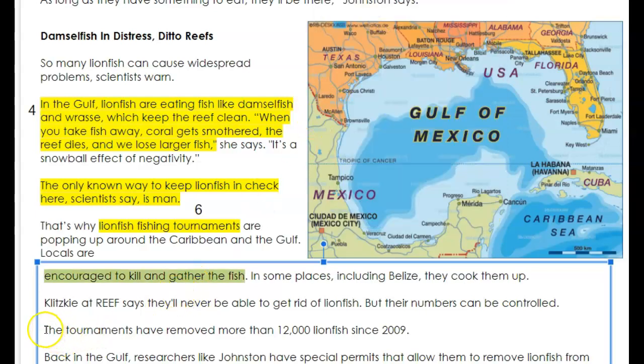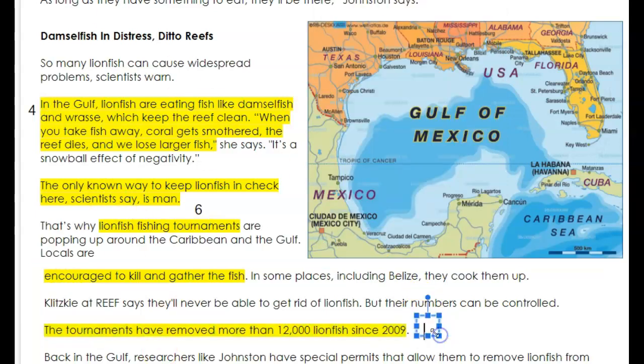And it goes on, like, why are tournaments important? They've removed 12,000 lionfish since 2009. Highlighting all of that, and then I'm going to add my number again, that this is my number 7. Even though it's broken, I'm considering it all together here, which means I can move it. I'm going to put my 6 over here to make it clear, because all of this is 7. They're all the same thought. It's just spread out, and I wouldn't want to copy all of that information into my essay. It's too much. You can't include all of this. You need smaller pieces of it.